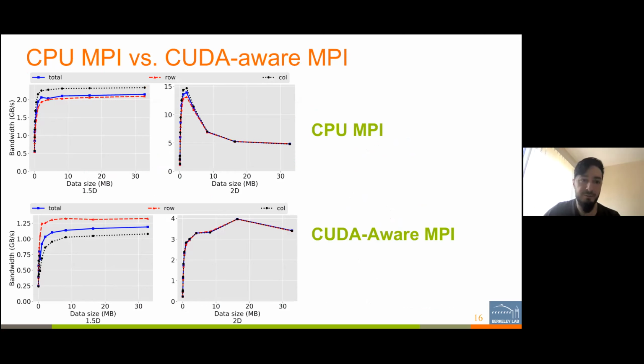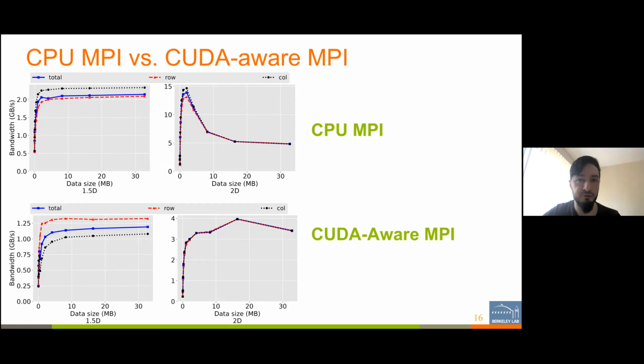Next, we compare CPU MPI and CUDA-aware MPI and its effect on the decomposition schemes. So here we benchmark CPU and GPU orchestrated communication. We isolate the performance of communication primitives by executing collective operations that are typically found in the 1.5D and the 2D algorithms. Here, the left plots show the 1.5D decompositions, and the right plots show the 2D decompositions.